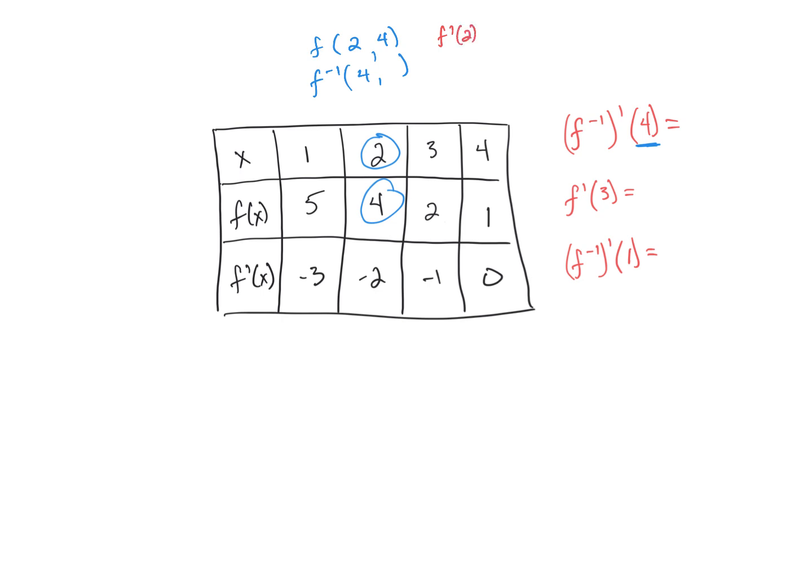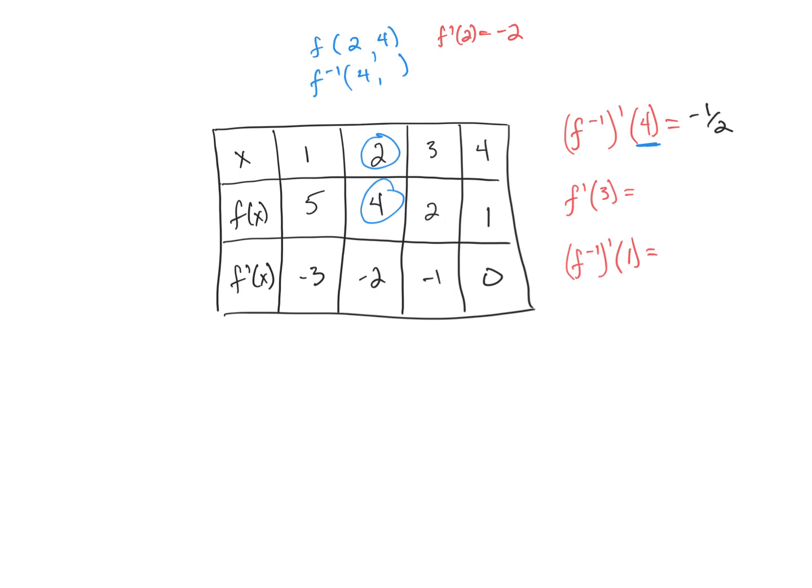At 2. I want to find F prime at 2. And so F prime at 2 is what? -2. So what do I want to actually find? I want to find F inverse prime at 4, which is what? -1/2. Because how are they related? They are what? They are reciprocals. Okay, pretty easy. Not hard, it's just say what? Different way of thinking. All right, let's do it again.